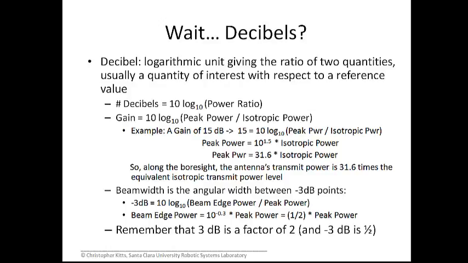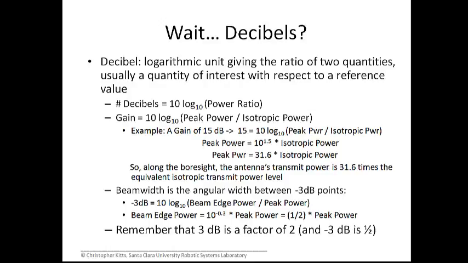So the number of decibels in terms of the actual equation is 10 times the log base 10 of the power ratio itself, and that power ratio is the power to isotropic power. We certainly talk about peak power for the gain, but you can imagine the number of decibels at any angular position with respect to the mechanical installation of the antenna.